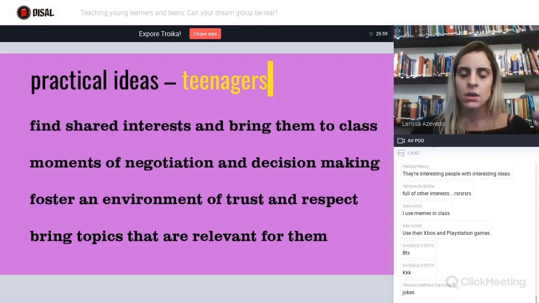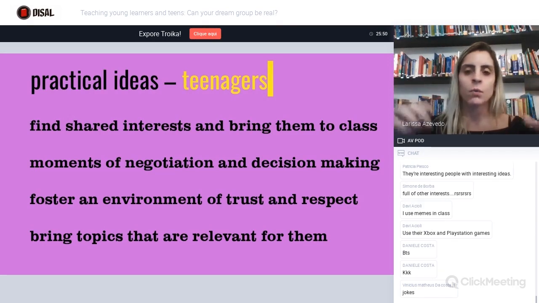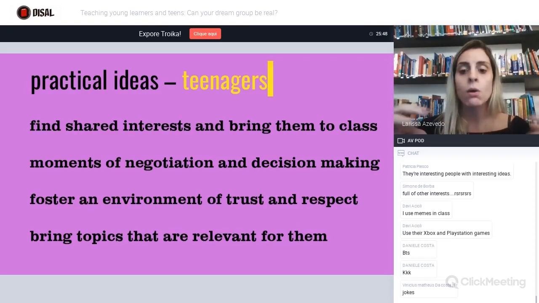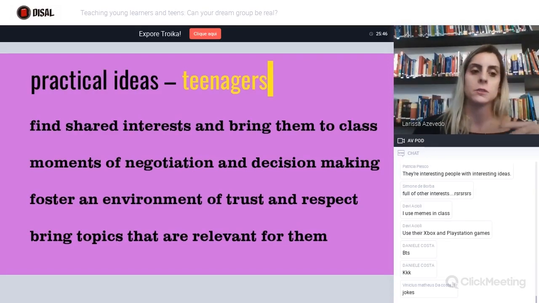And I'm not talking about big decisions. We're talking about deciding if they're going to work in pairs or individually, deciding the topic of what they're going to write about. Small daily decisions, they do make a difference.